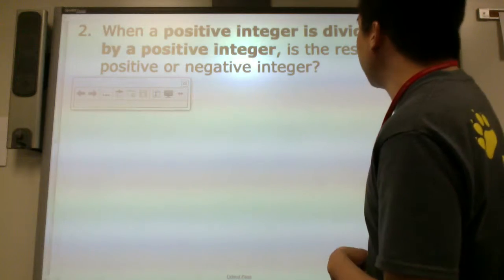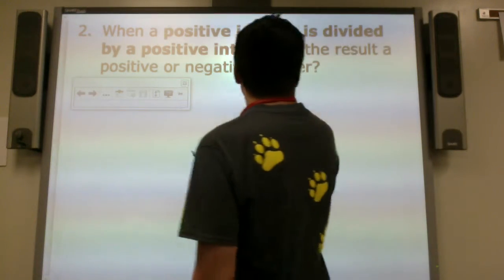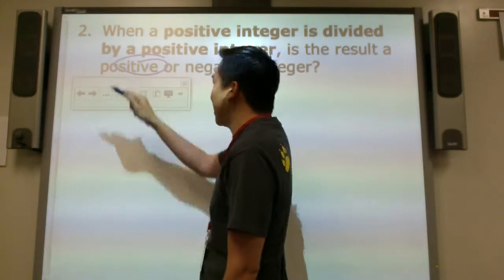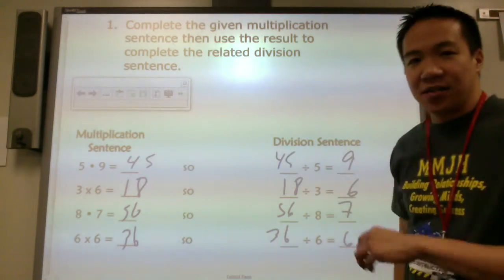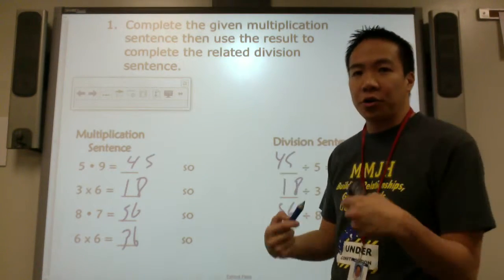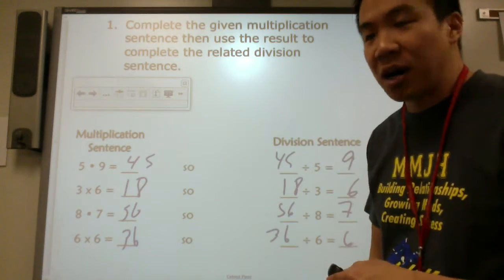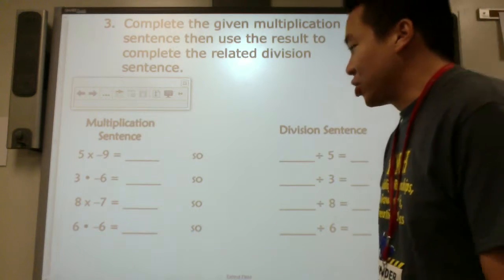When a positive integer is divided by a positive, is the result positive or negative? As you can tell, it's positive. Nothing's new. All 3rd grade. So when you divide positive by positive, it's positive. But now it gets harder.